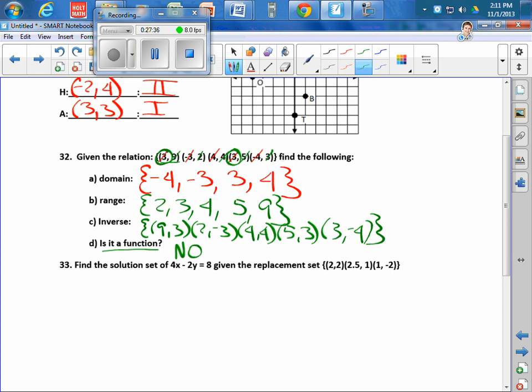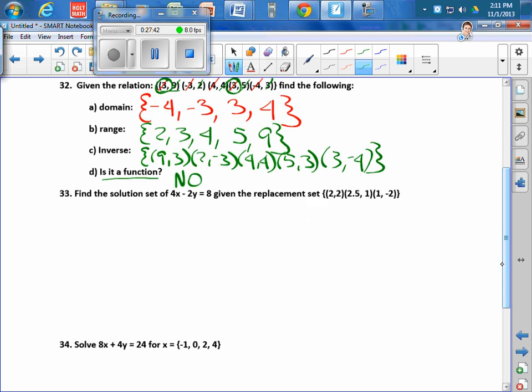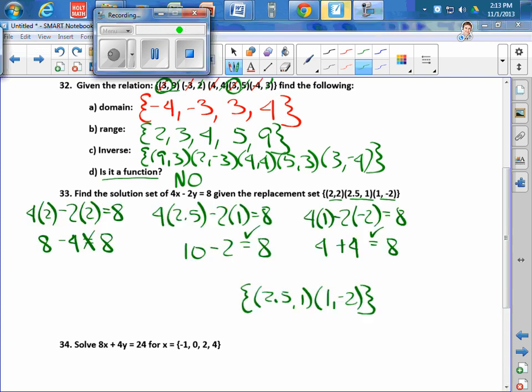Find the solution set of 4x minus 2y is equal to 8 given the replacement set: (2, 2), (2.5, 1), and (1, negative 2). That means plug these coordinates in for the equation and see what happens. Do you get the left side equal to 8? In number 33, we plug in 2, 2 for the x and the y. You get 8 minus 4 is equal to 8, which doesn't work. 4 times 2.5 minus 2 times 1 is equal to 8. That does work. 4 times 1 minus 2 times negative 2, that's 4 plus 4 is equal to 8.